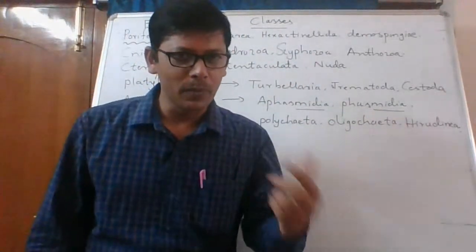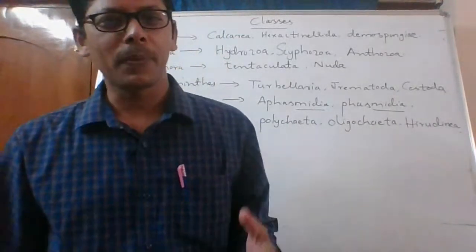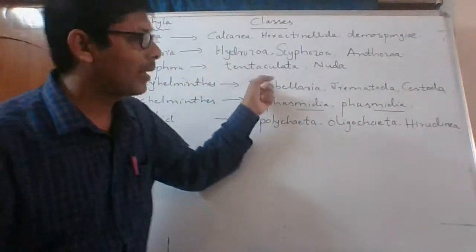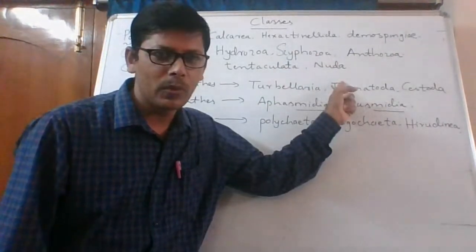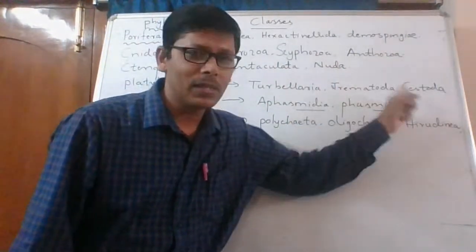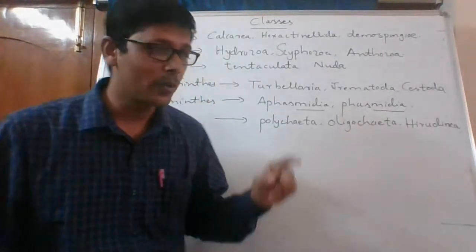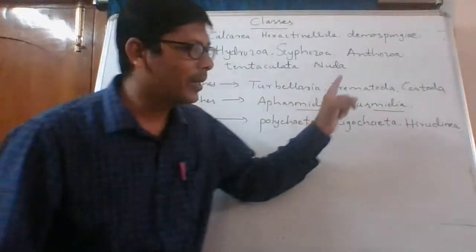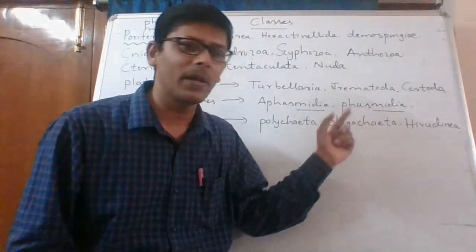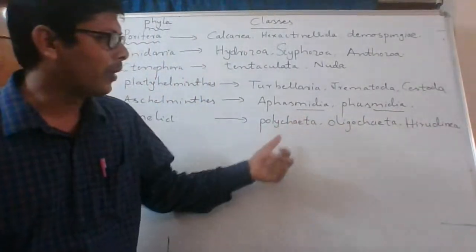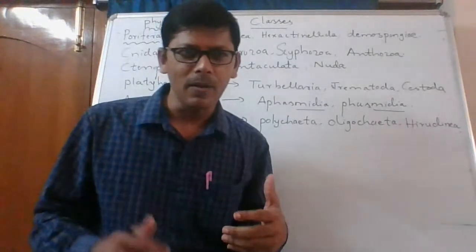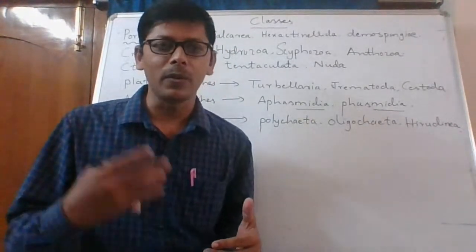Calcary hexagonal demospongia, hydrozoa, skypozoa, anthozoa, tentaculata, nuda, tentaculata, nuda, turbillary trematoda, cestoda, turbillary trematoda, cestoda, media, pass media, a pass media, Polychaeta, Oligochaeta, Hyrodinia, Polychaeta, Oligochaeta, Hyrodinia.